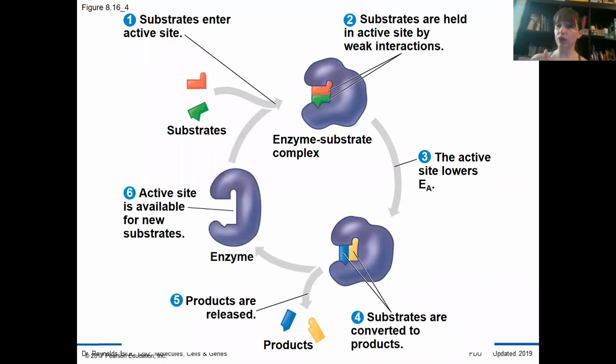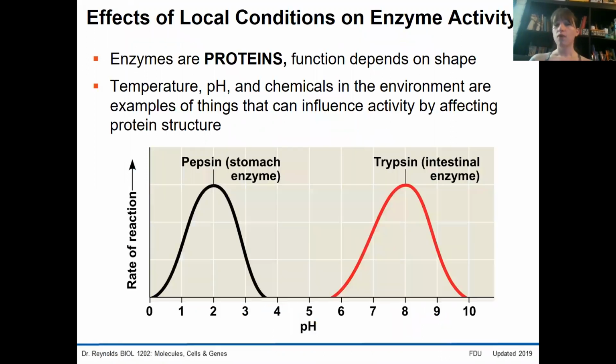Those products get released, and when they do, that active site is now empty and available for new substrates to bind and the process to repeat itself. Remember that enzymes are proteins, and so like all macromolecules, their function depends on their shape. Temperature, pH, chemicals in the environment, these are all examples of things that can influence enzyme activity by affecting the protein structure. Shown here is an example of two different enzymes and the pH that's necessary.